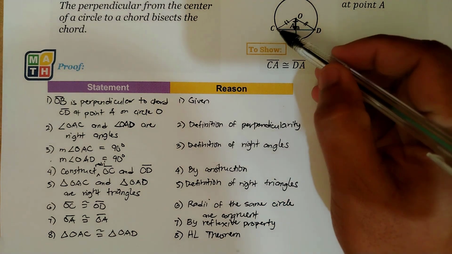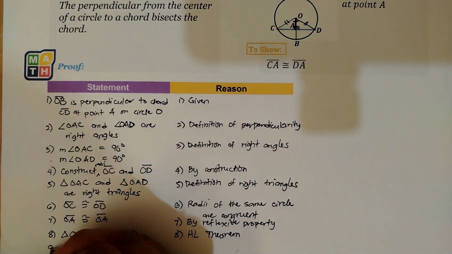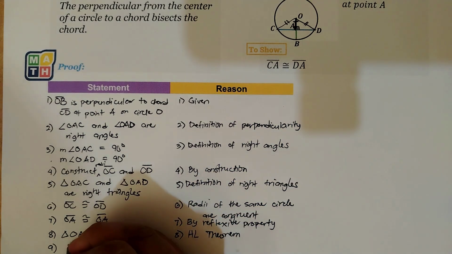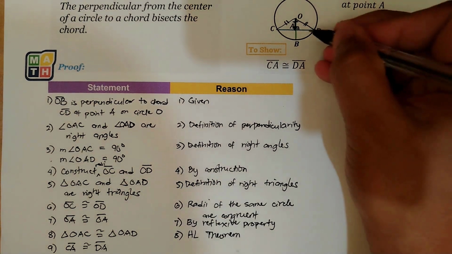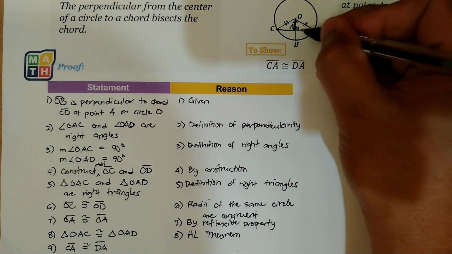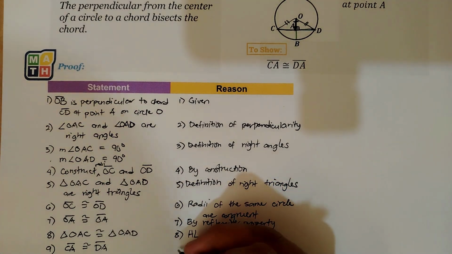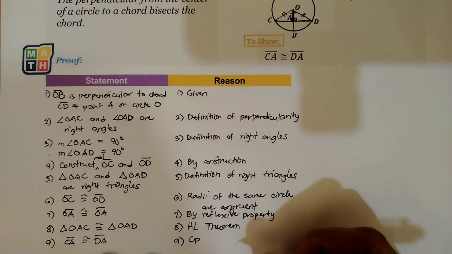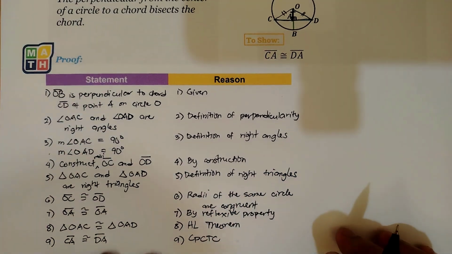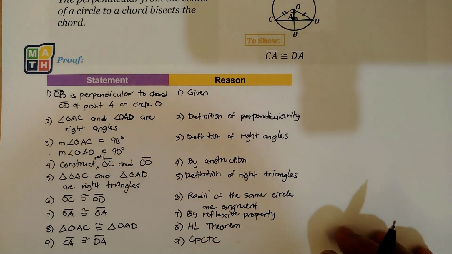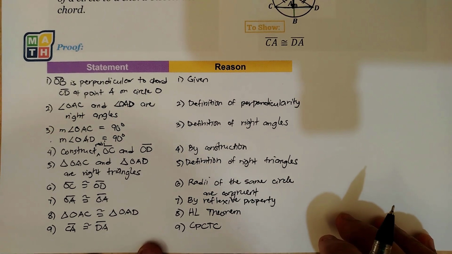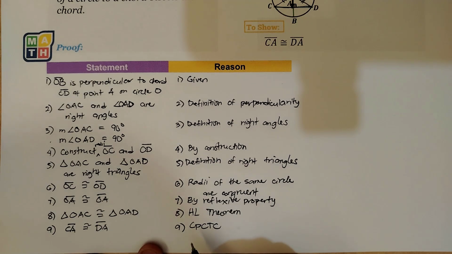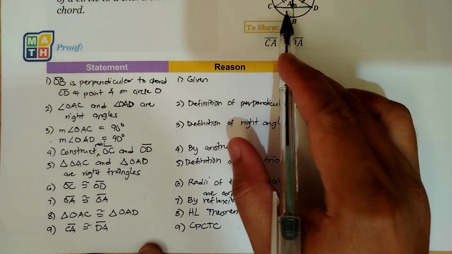What is then the purpose of this? Once we have established that the two triangles are congruent, we can now pick this. We have segment CA is congruent to segment DA. This segment is just congruent to this segment. And what is now the reason for this? Simply CPCTC, or corresponding parts of congruent triangles are congruent. Once we have established that our two triangles, specifically right triangles, are congruent, then all the necessary corresponding parts are also congruent, which is true with this too.